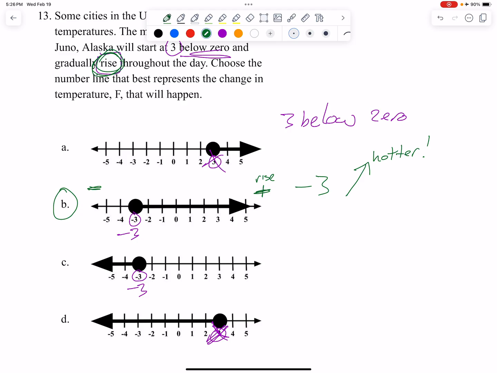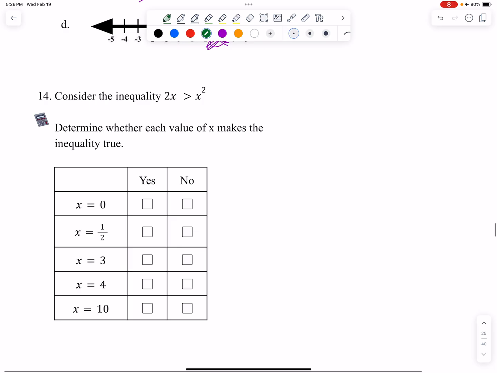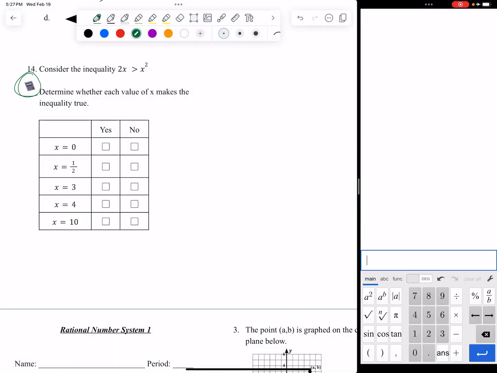Okay. All right. And number 14, and it's the only one we get to use a calculator, so I am definitely going to use this. Always take advantage of that. So consider the inequality 2x is greater than x squared. Determine whether each value of x makes it true.